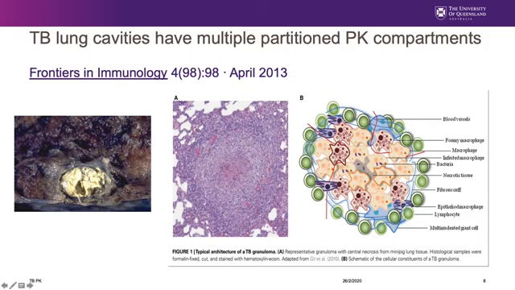And this is our standard caseous necrosis here. So we have a caseous, or cheese-like, necrosis. We have this fibrotic rim, maybe some other inflammation, and then we have normal lung around it. And if we really want to understand the PK in TB treatment, we have to think about the PK almost at a cellular level.